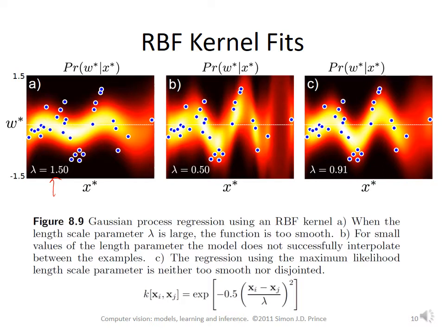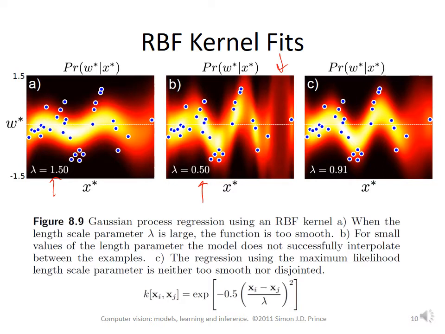It doesn't try very hard to go through all of the training data. The middle one has a small lambda, and so it's not doing very much interpolation between the data. It's trying to stay faithful to it, and so you can see that the model now goes through all the data points as much as it can, but then ends up being quite uncertain and washed out in any places away from the data.